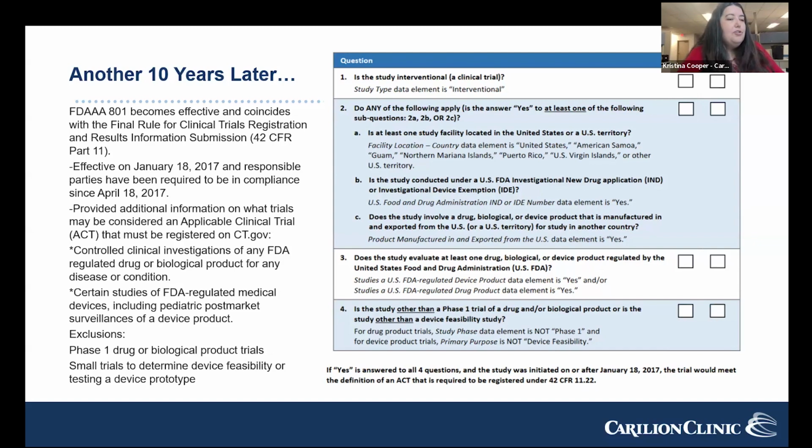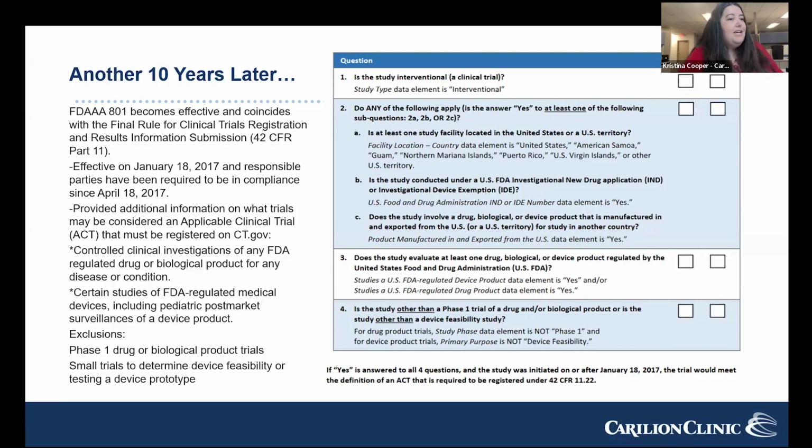Now, this did have a couple of exclusions. So if you were a phase 1 drug or biological product trial, you did not have to be registered. Also with small trials to determine device feasibility. So in the context of their determination of a small trial, they typically consist of 10 participants or less.